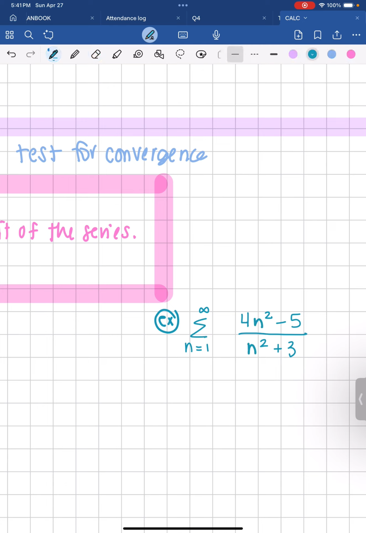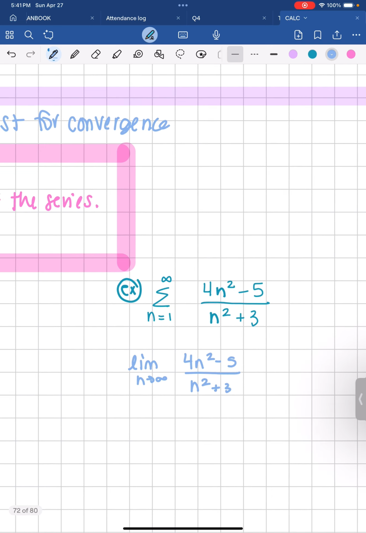Okay, so right away, I'm going to take the limit as n approaches infinity of the series, 4n squared minus 5 over n squared plus 3. The powers match, so it's just going to be a ratio of the coefficients. So 4 over 1 is 4. It's not equal to 0, so we're going to diverge by the nth term test.